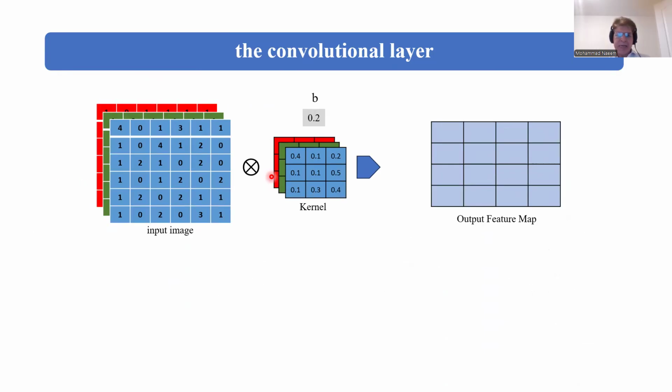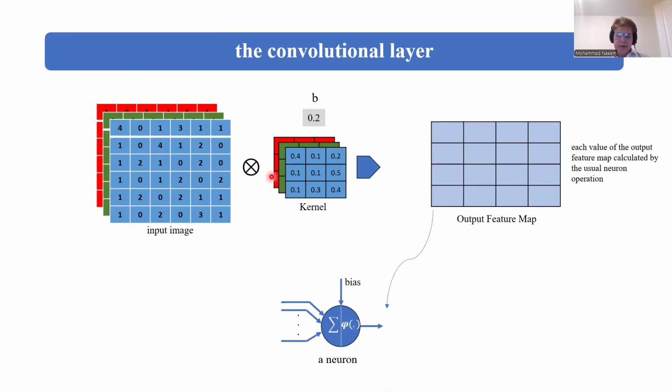So the explanation of the convolutional operation is like this. Each output value of the output feature map is calculated by the usual neuron operation. The input vector for the neuron comes from the input feature map as the kernel is moved across the input feature map. And the weight vector comes from the kernel itself, weights as well as the biases. And we can use this mathematical notation in order to represent the operation of the neuron.